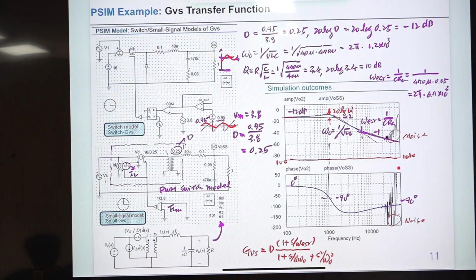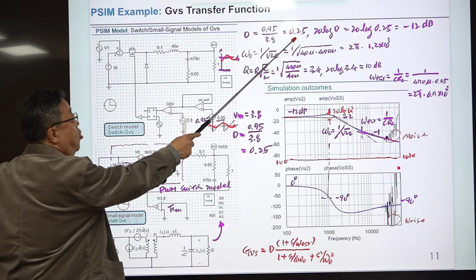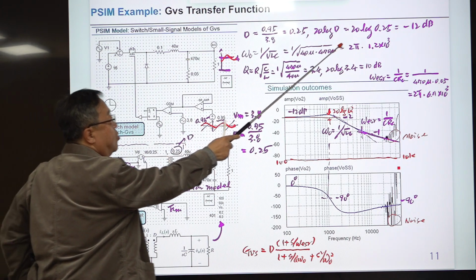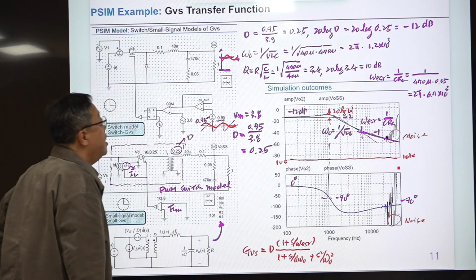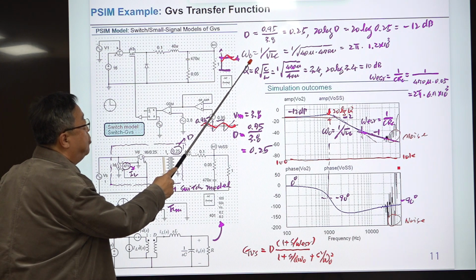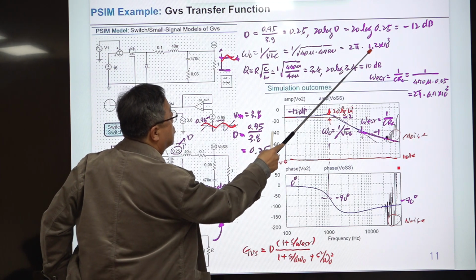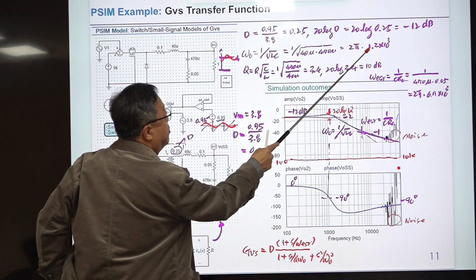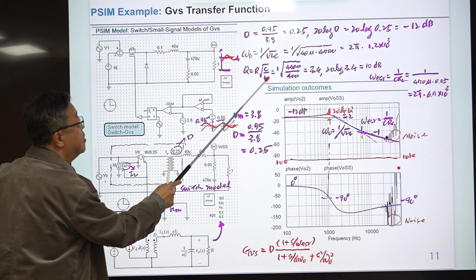And we evaluate this. So D is 0.25, and 20 log D is this one, minus 12 dB, and the frequency of the double pole, omega naught, is this one. So we have 2 pi, so this is in hertz. So this is 1.2 kilohertz, and the value of Q is this one, okay?